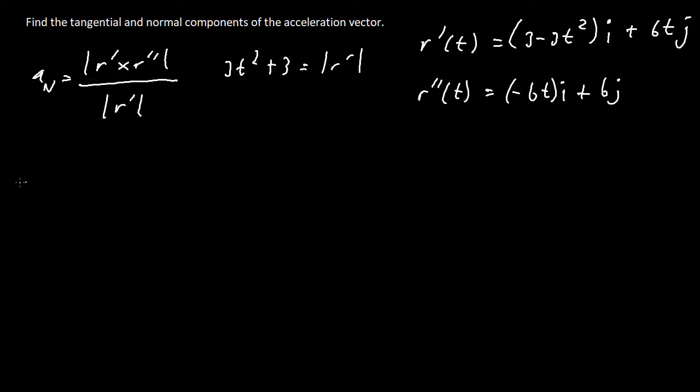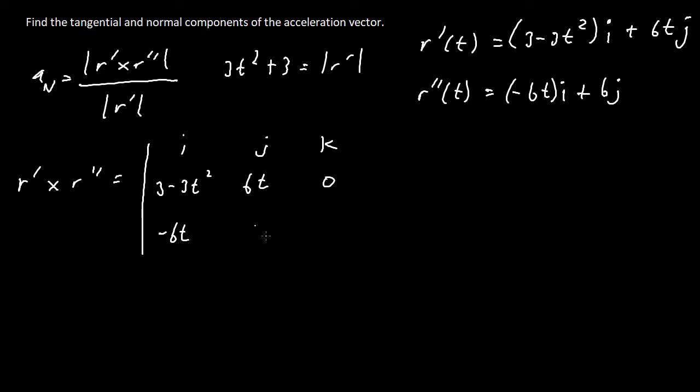Once again, when we take the cross product, we must set up a matrix. So we have i, j, and k on the top, and then we have our components. Since r prime is being multiplied first, let's write its components first. r prime's i component is going to be 3 minus 3t squared. For j, it's going to be 6t, and it has 0 for k. And then for r double prime, it's going to be negative 6t for i, 6 for j, and 0 for k once again.